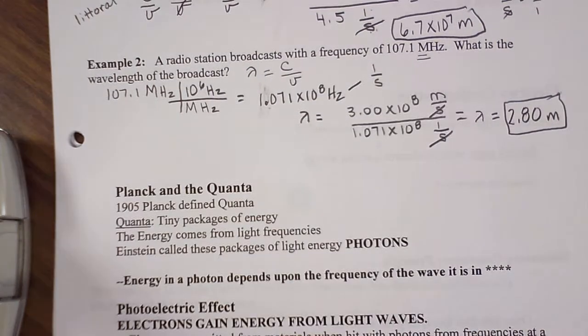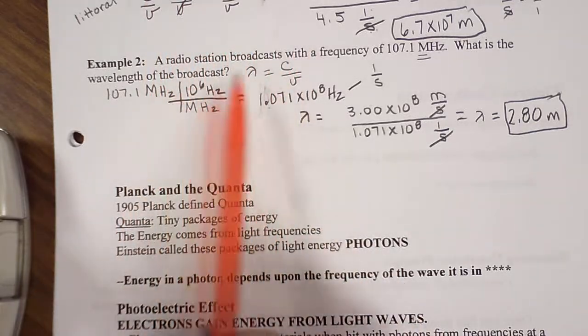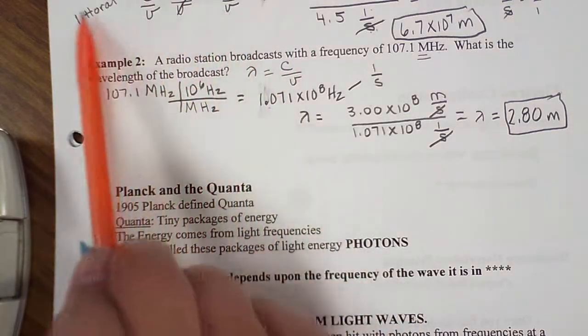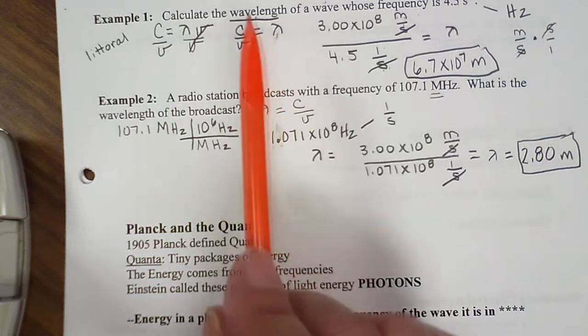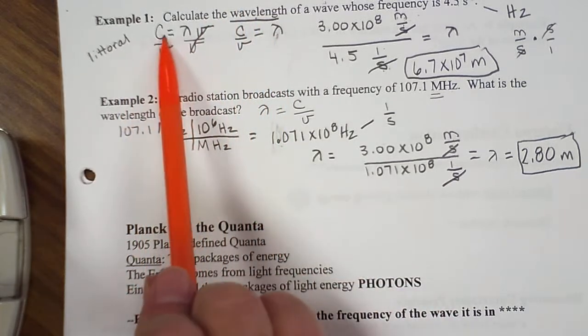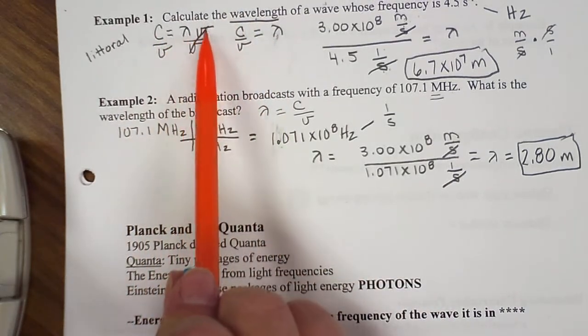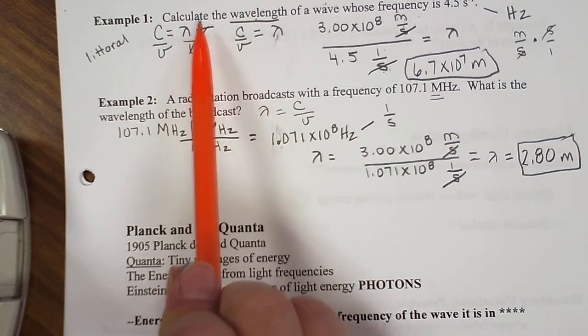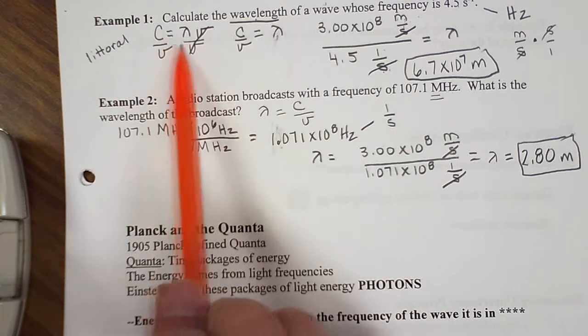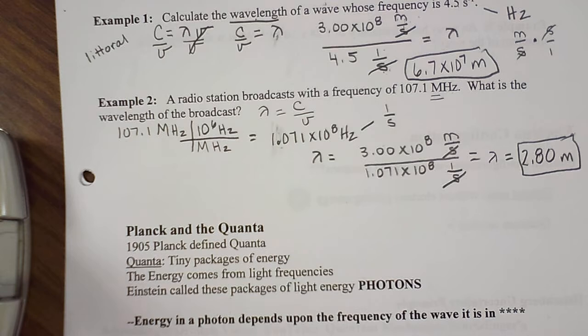Just so you know, if you have to calculate frequency, then you have to do your literal equation again. You take C equals lambda nu and solve for frequency, then plug in your wavelength with the unit and solve for the units that way. Okay, that's it.